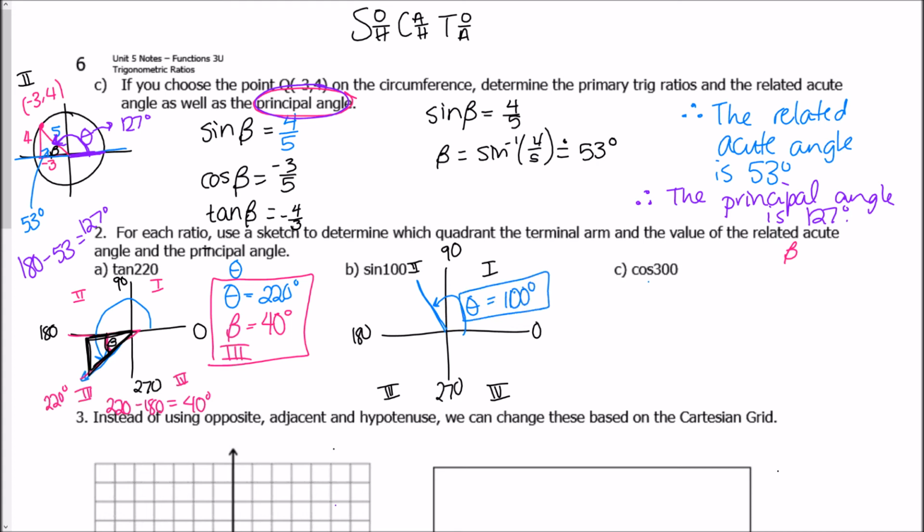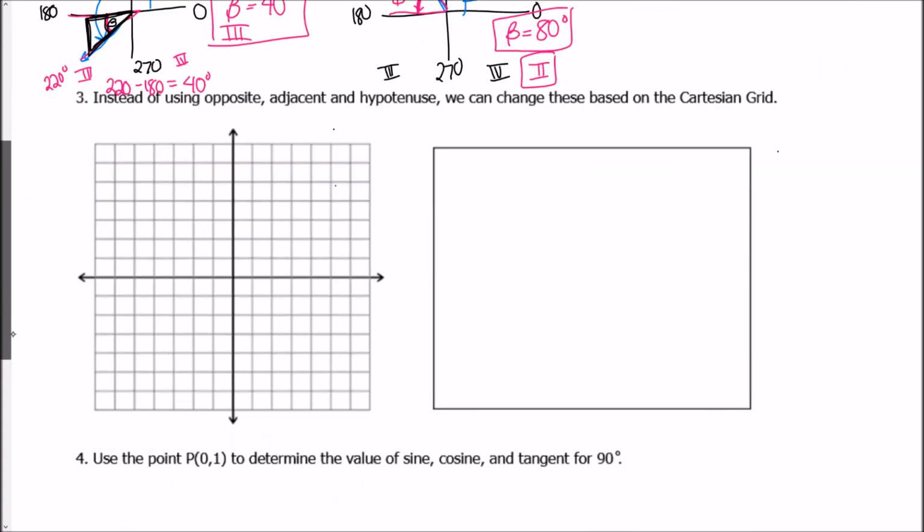Okay, now I want to figure out what this related acute angle is going to be. So right here, how much is this? It's going to be 180 minus 100, okay? So angle beta is going to be 80 degrees. So that's what our related acute angle is going to be, and it is in quadrant 2. Okay, I'd like you to try part C and we will compare with each other in class to see what you got.